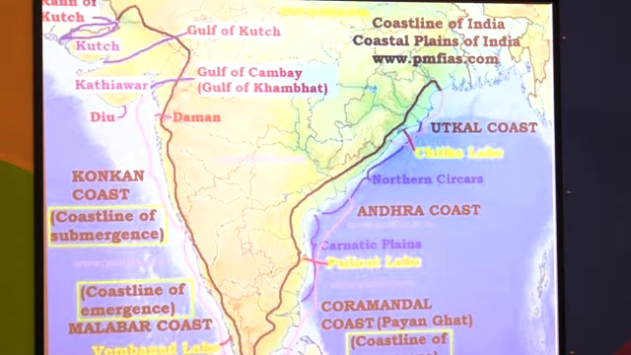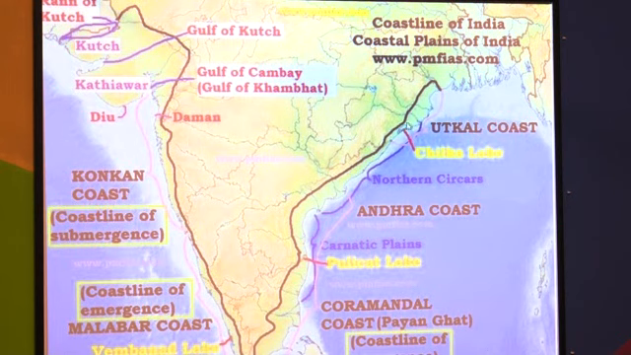See students, when we observe here on the eastern coastal plain area, it is again divided into two sections. The northern part of the eastern coastal plain is called Northern Sarkars and the southern part is called Coromandel. And in this area, the rivers Godavari, Krishna, Kaveri originate on the Western Ghat, but they flow in the eastern direction, and due to that reason these rivers form deltas on the eastern coastal part. And here one more physical feature is there, Chilika Lake.